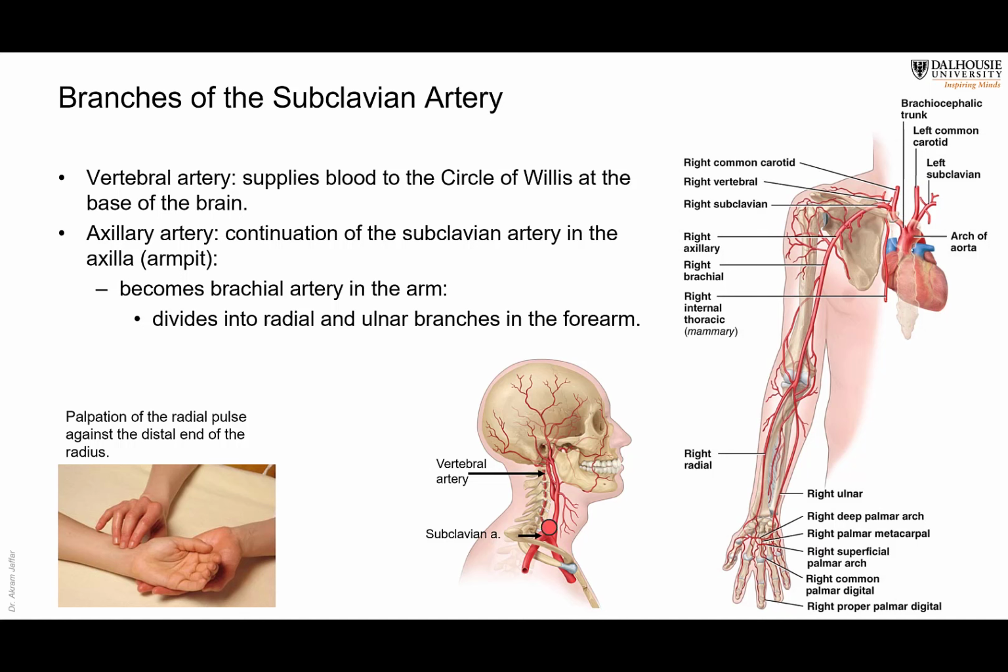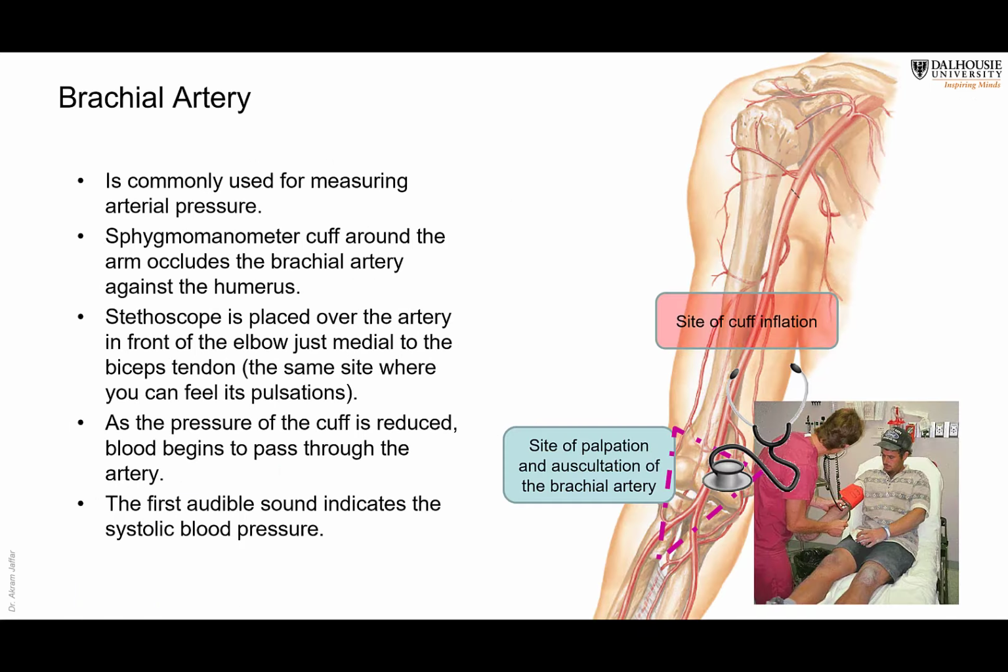Here you can see this vertebral artery that passes through the foramen magnum and supplies the brain together with the internal carotid artery. Here is the brachial artery. This is the artery that we use when you measure the blood pressure.